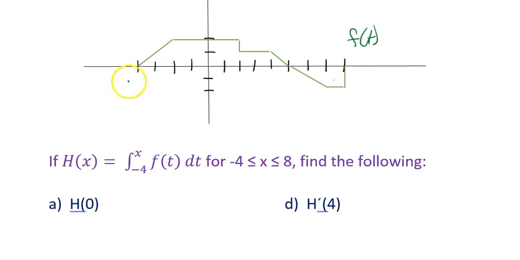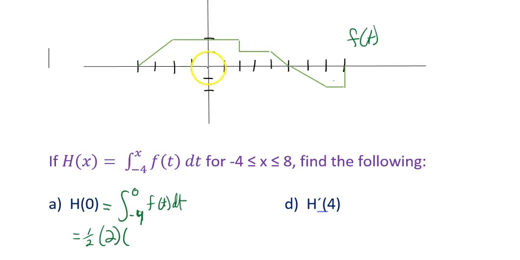h of 0, when I plug that in, means I have the integral from -4 to 0 of f of t dt. And so I want that area between -4 and 0. Well, that's just a trapezoid right here. And so if I know my trapezoid rule, 1/2 height, and this one's turned like we're used to seeing in geometry, so its height's 2. Base 1 is 4, base 2 is 2.